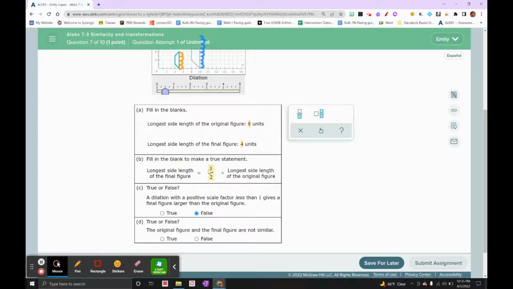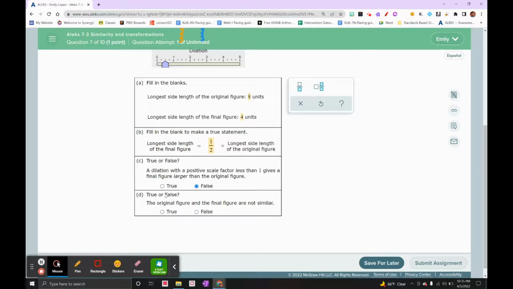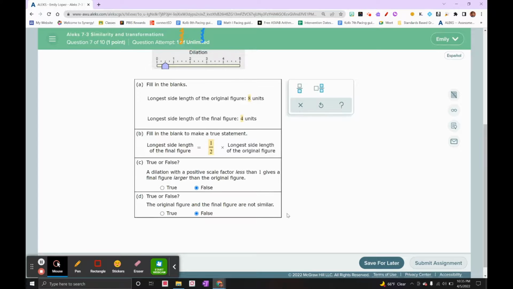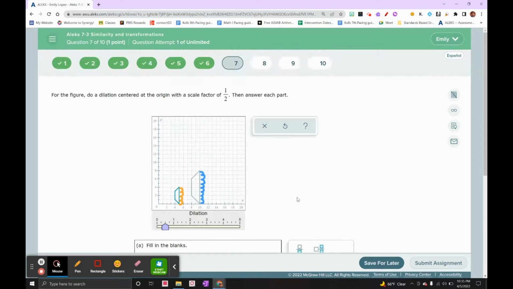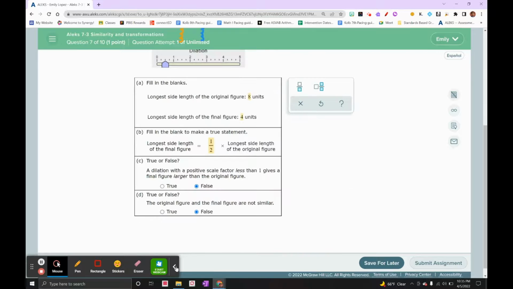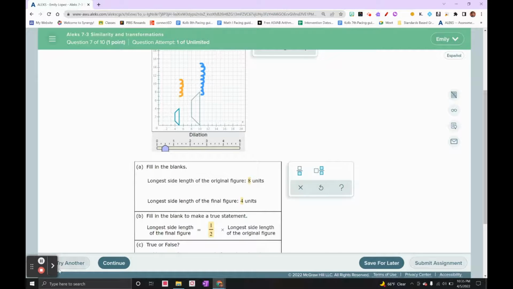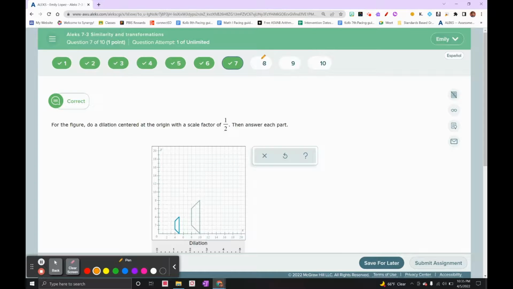False. Less than 1, like 1/2, reduces the figure by half. The original figure and the final figure are not similar. False. Dilation always gives you a similar figure. Check. All right, number 8.